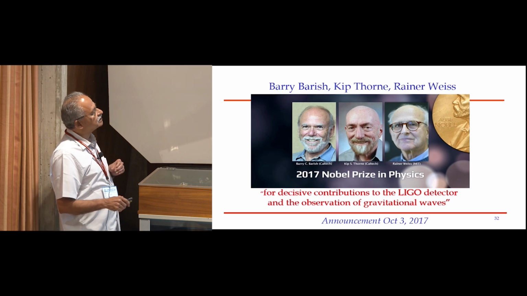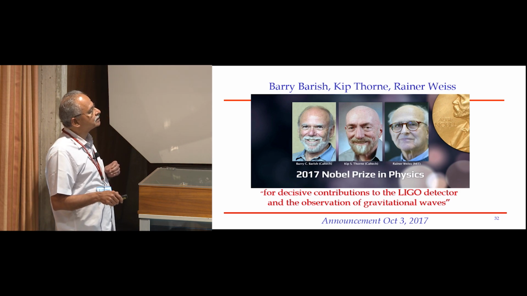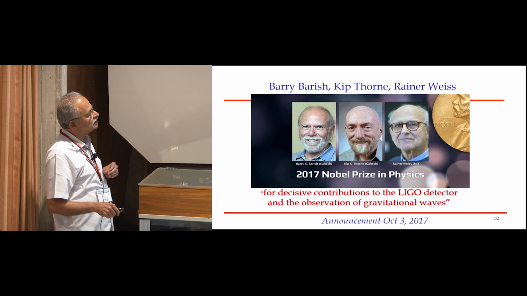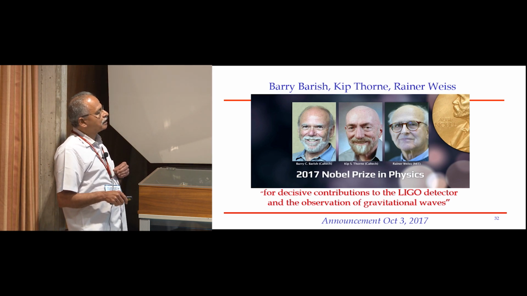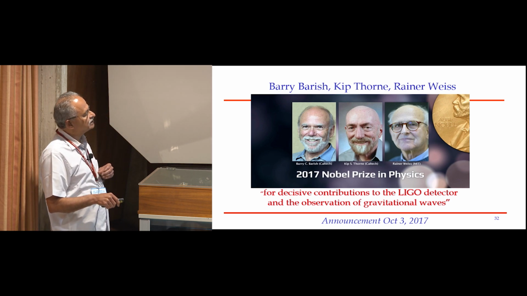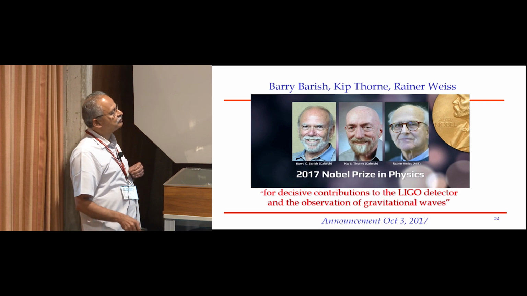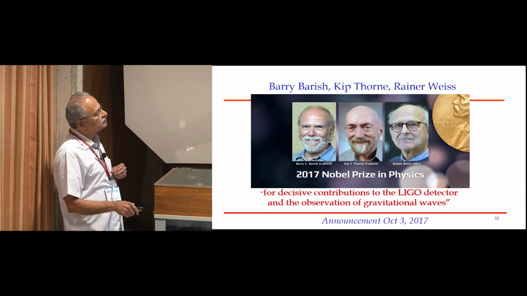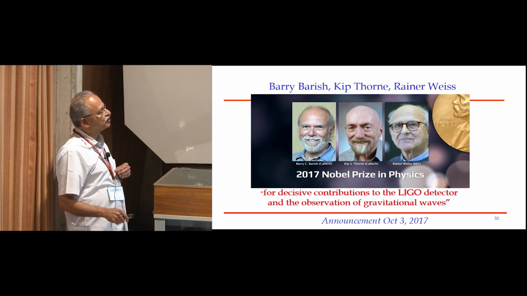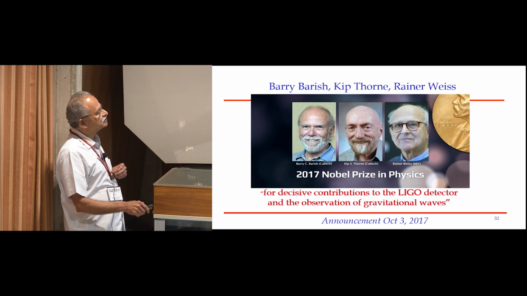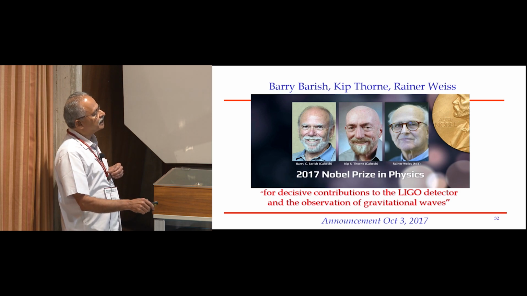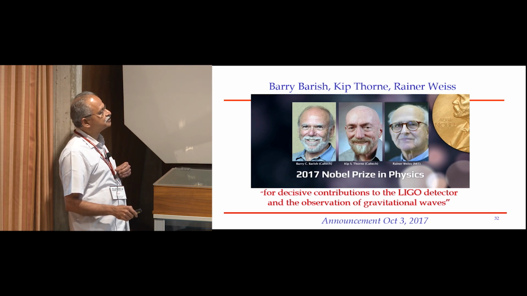Because of the detection, the people who were involved in this project, Barry Barish, Kip Thorne, and Rainer Weiss, got the Nobel Prize in 2017. The citation said, for decisive contributions to the LIGO detector and the observation of gravitational waves. The thing was an experimental success, and therefore the experimenter in the project, Ray Weiss, got half the Nobel Prize. A quarter was given to Kip Thorne, and the other quarter to Barry Barish. Kip was the theoretician behind many of these things and also involved in the experimental part.